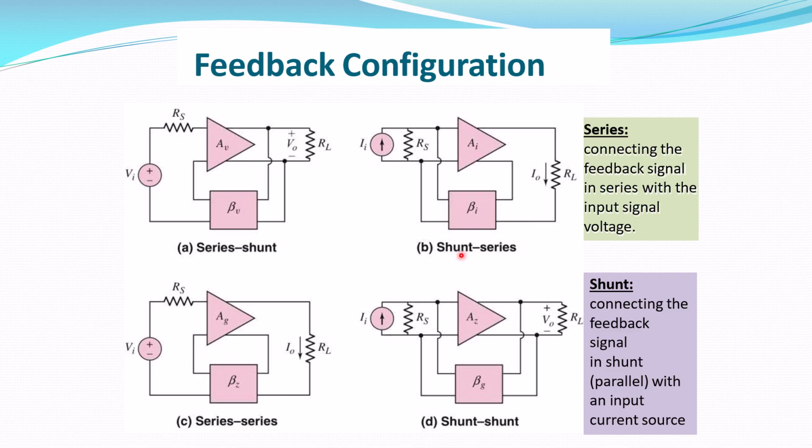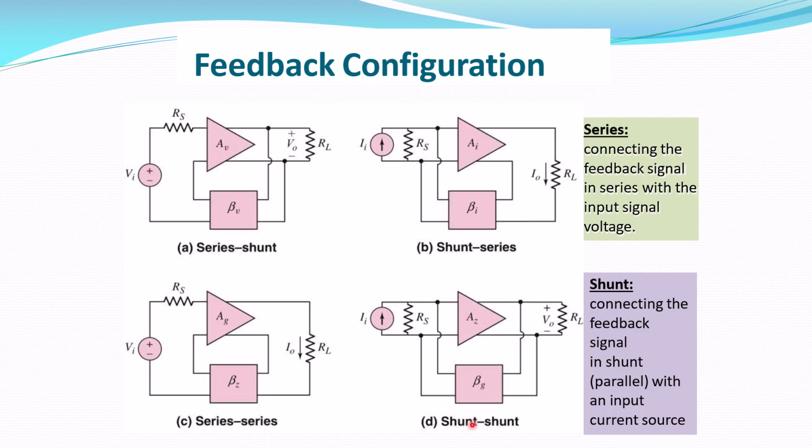And when it comes to the shunt series configuration, at the input side we are connecting the feedback network in parallel, that is nothing but shunt connection, and at the output side we are connecting in series connection. And in the series configuration, we are connecting the feedback network at both input and output only in series. So that's why it is represented as series connection.